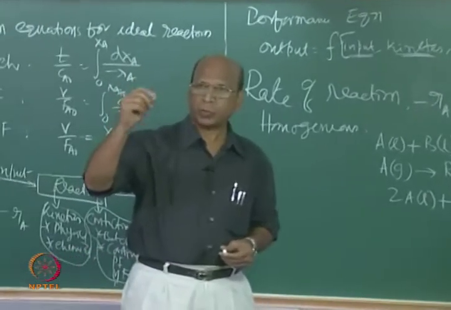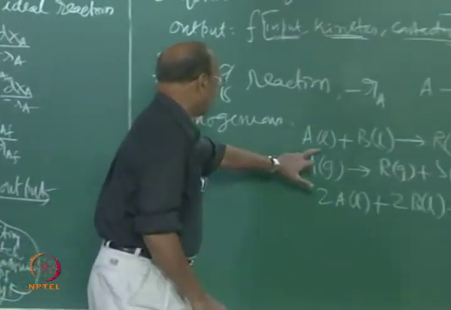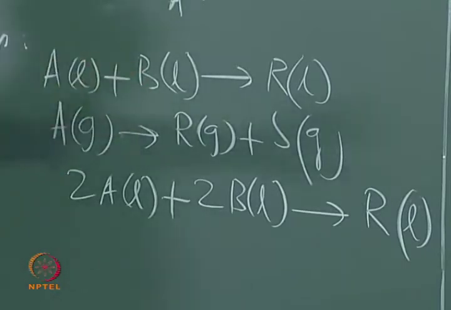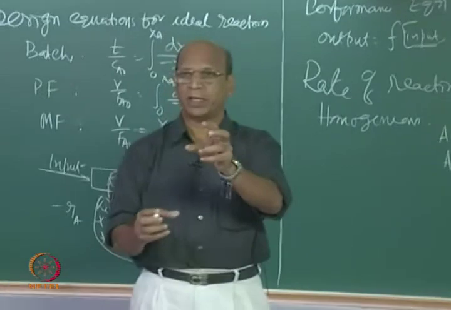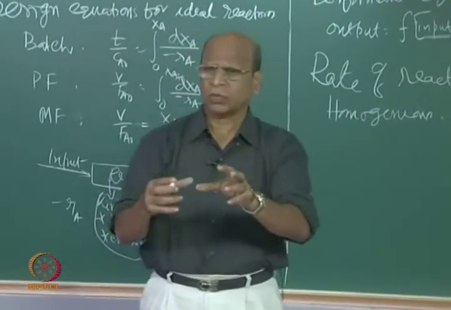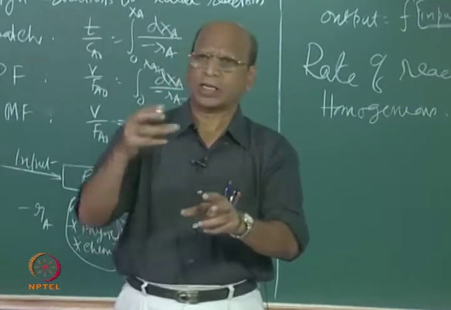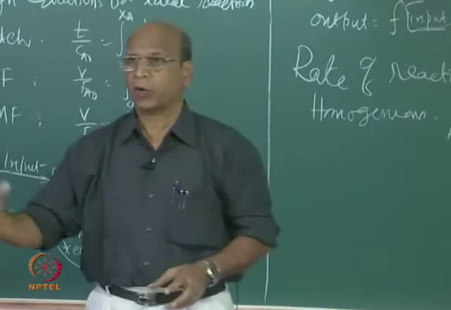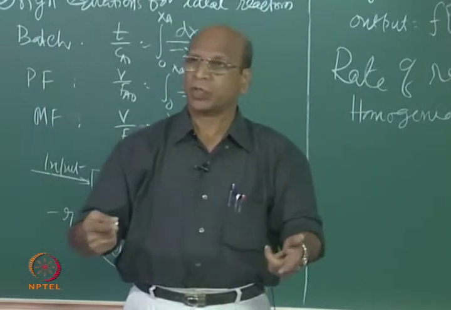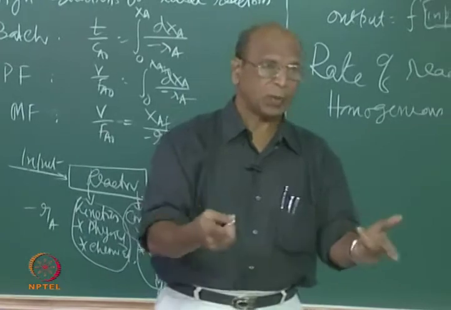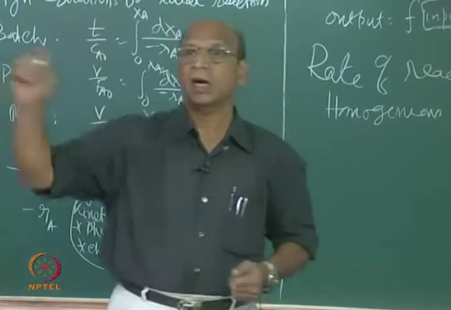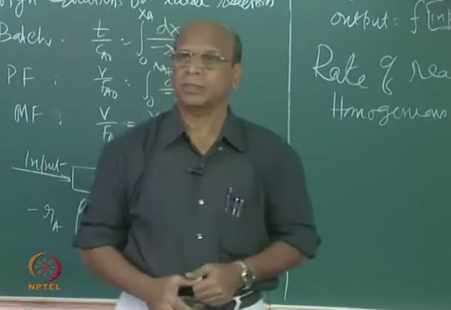And in experiments, you have to prove whether it is elementary with respect to A, if it is first order, with respect to B, if it is first order, then you may think that okay, one molecule of A colliding or reacting with another molecule of B, then I am getting product. All that imagination comes after doing the experiment and then proving what is the order, then your model will come.